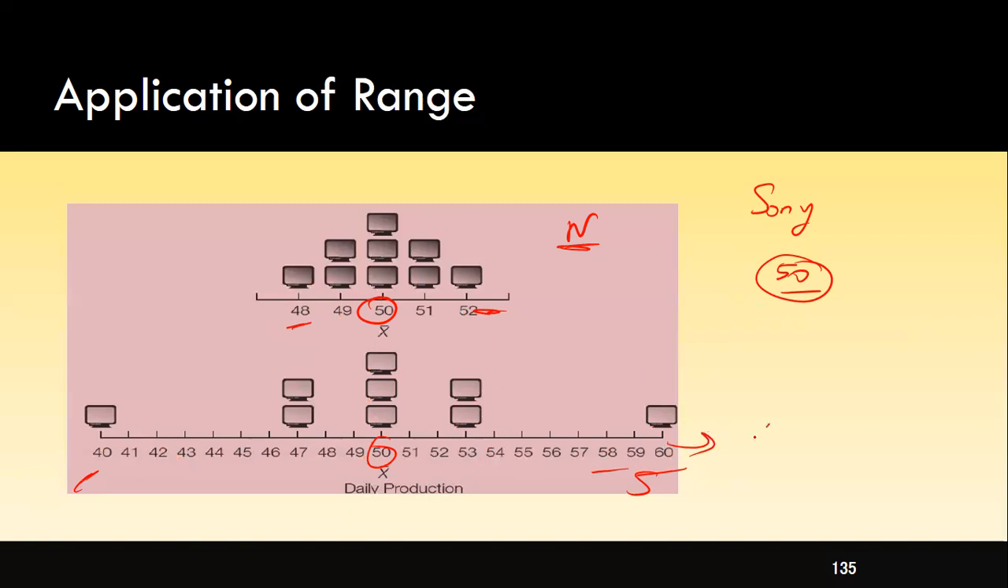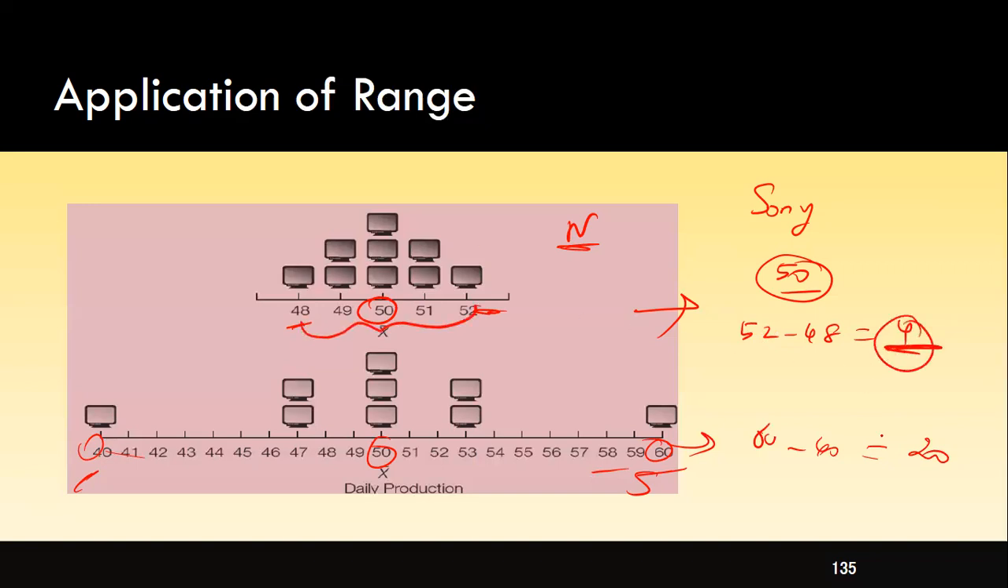So if you subtract the minimum from the maximum, what is the maximum? 60. What is the minimum? 40. You get 20 here. Okay, and here, what is the output? In this case, the maximum is 52 and the minimum is 48. If you subtract, you have just 4 only. The variation is not much.